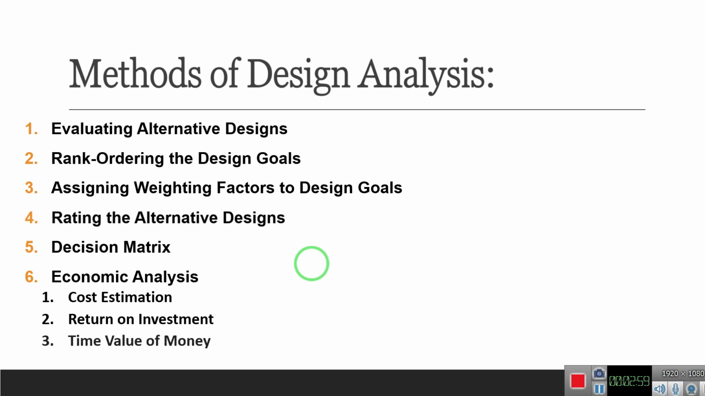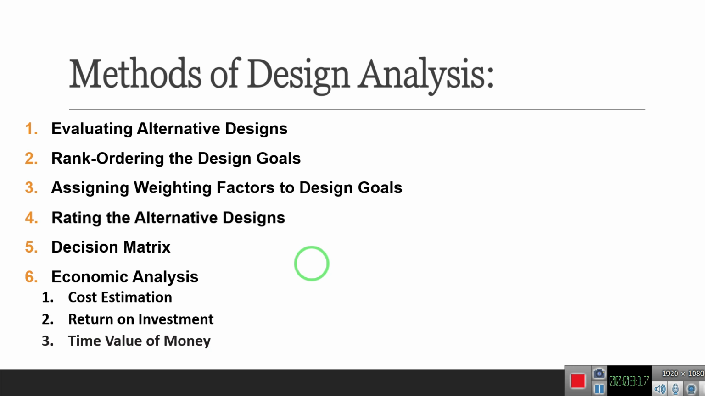Next, what is the time value of money? We are spending so much time and so much money on that, so will we get the returns or not? We have to calculate that: time value of money. After 5 years, what is the value of that money we are spending? That we have to study. So one by one we will study. All these 6 items we are going to study in this class.